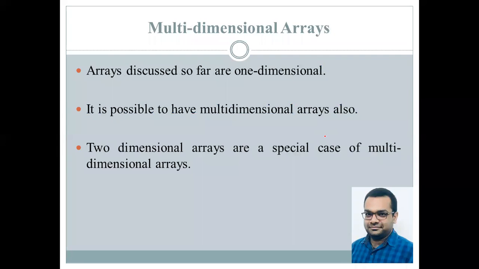So first of all, what are multidimensional arrays? The arrays that we have discussed so far are one-dimensional because there is linear variation in the data values of the indices that are there in the array. However, it is also possible to have multidimensional arrays. A special case that we'll be discussing are the two-dimensional arrays.